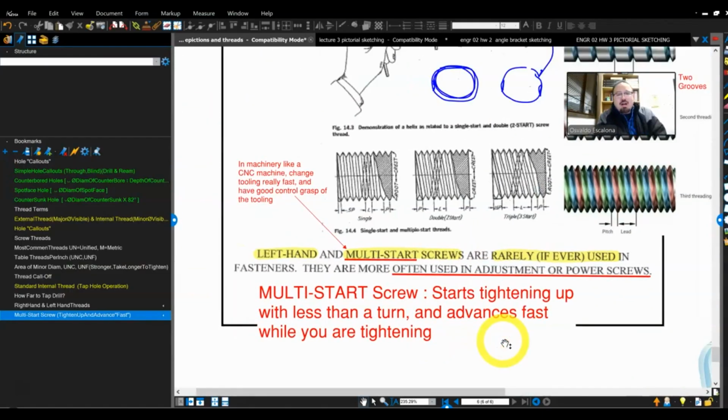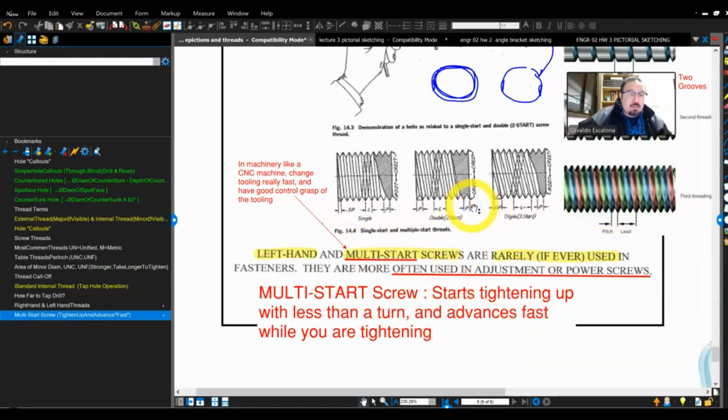Multi-star screws start tightening up with less than a turn and advance as fast while you're tightening. Left hand and multi-star screws are rarely, if ever, used in fasteners. Remember, most of the threads are going to be average fit, single star, and right hand. All of them, pretty much. The majority that you will find everywhere else are most likely going to be coarse, because they're cheaper too, by the way. Unified National Coarse is usually cheaper. You might also see fine, and you will see the metric systems. You will not see left hand, you might not see multi-star, but it's a good idea that you should be aware of what it is.